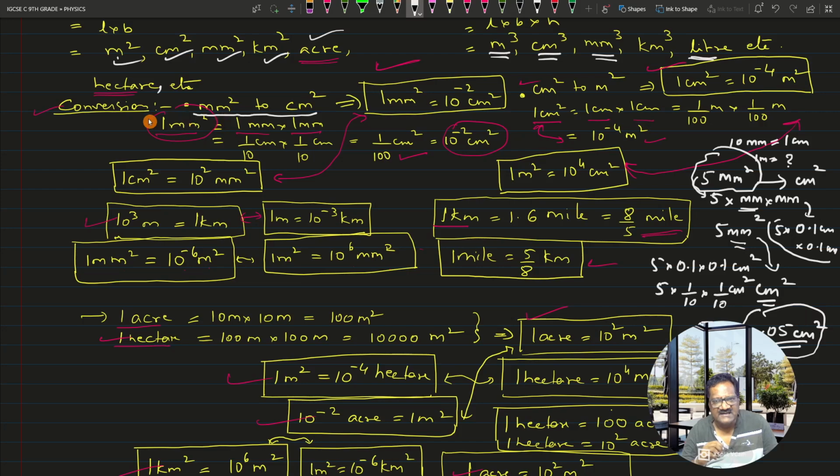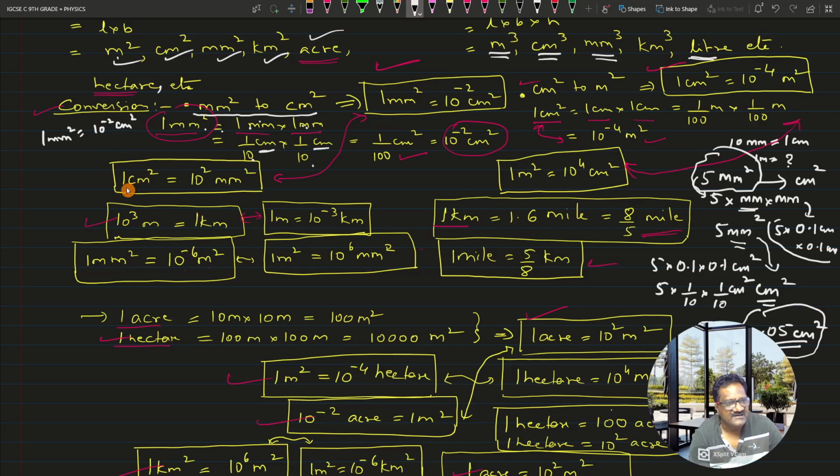Now see here, I have started with millimeter square to centimeter square. 1 millimeter square is equal to 1 millimeter into 1 millimeter, correct? Now 1 millimeter I can replace with centimeter by writing 1 upon 10 centimeter. This 1 millimeter also I can write as 1 upon 10 centimeter. Why did I convert? Because I want the area in centimeter square. So this happens to be 1 upon 100 centimeter square. So I get 1 millimeter square is equal to 1 upon 100, which means 10 raised to minus 2 centimeter square.